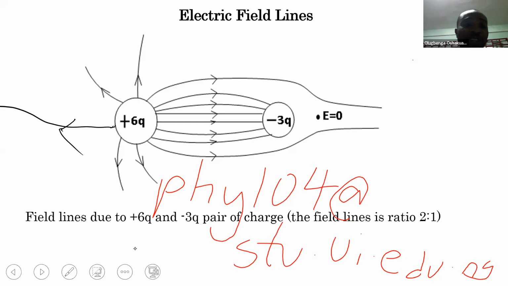Describe the lines as pointing, radiating radially outwards from the positive charge and radiating radially inwards into the negative.